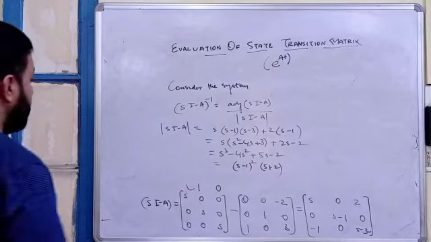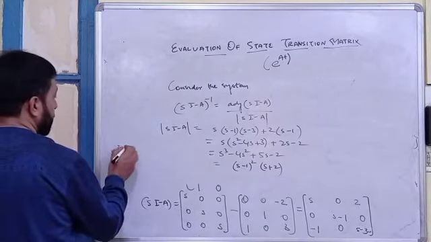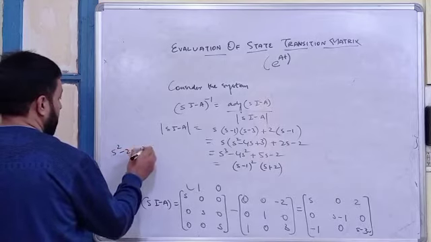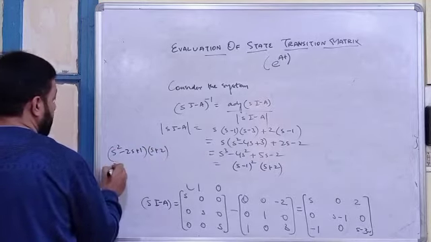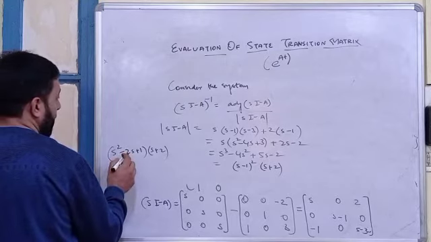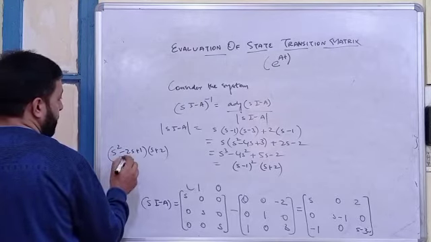Factorize this: that is s square minus 2s plus 1, right? Into s plus 2, correct? That is s cube plus 2 s square. Did I write it correctly or not?